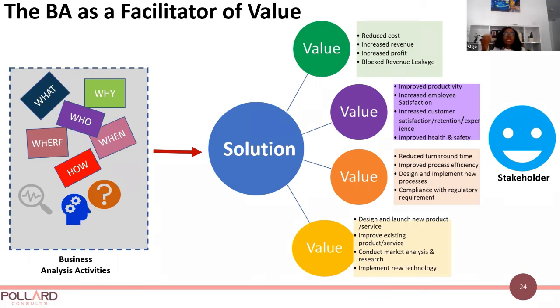So when you hear the word value, what does it mean? Whatever you are doing, does it mention cost optimization? For you, the BA work you are doing should be able to meet any of these criteria here. It should be reducing costs. It should be increasing revenue in one way or the other. It should be increasing profit. It should be blocking revenue leakage. It could be improving productivity, increasing customer satisfaction or employee satisfaction. It could also increase the customer retention and experience. It could be improving health and safety of individuals in that organization.